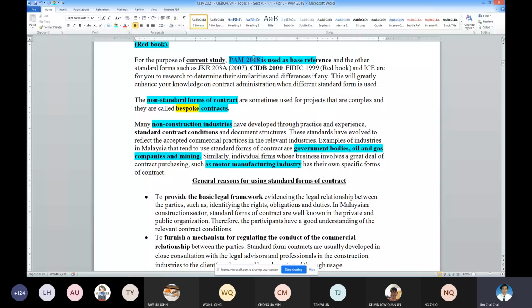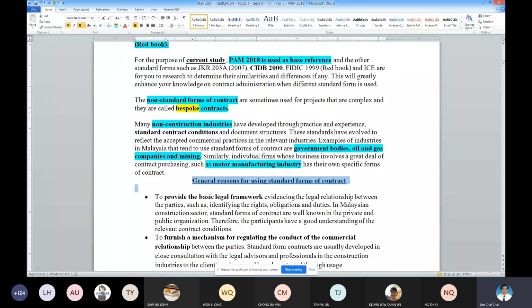Okay, so now the reasons for using standard form. So why you need to study the reason? Because it will be helpful to understand the strength and weakness and so on. Okay, so these are the first thing that you need to look into. Why the need for standard form?